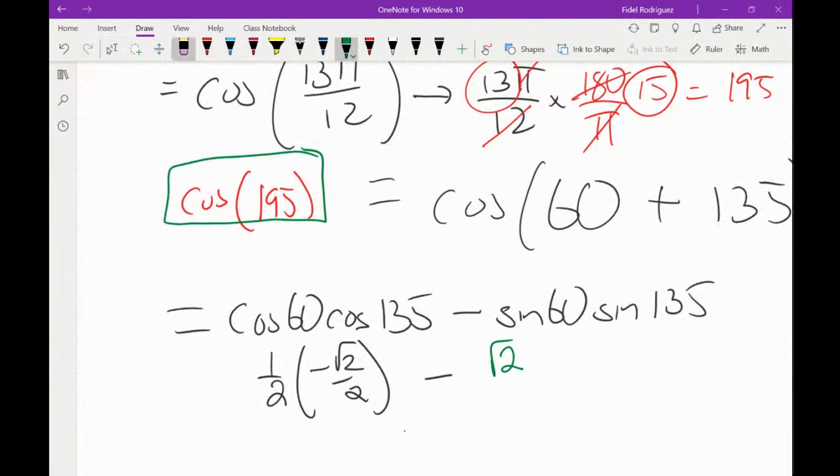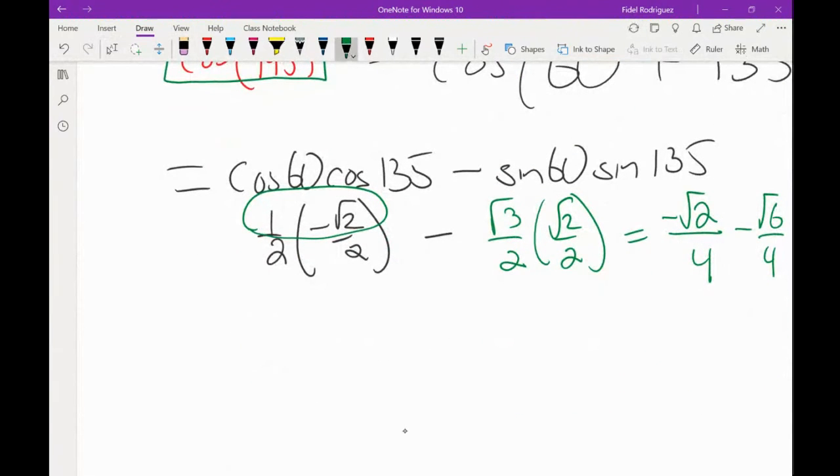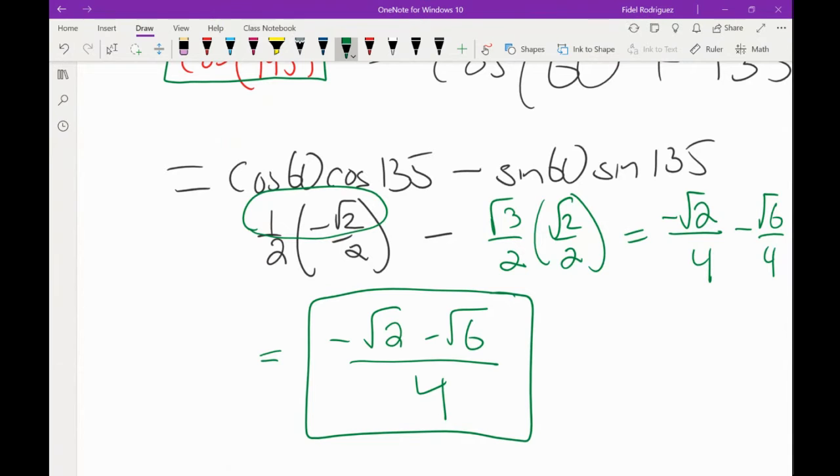Square root of 3 over 2, and square root of 2 over 2. So let's see, this here on the top is going to leave me with a negative square root of 2 over 4 minus square root of 6 over 4. And so what I'm going to end up writing is negative square root of 2 minus square root of 6 all over 4. Does that seem good?